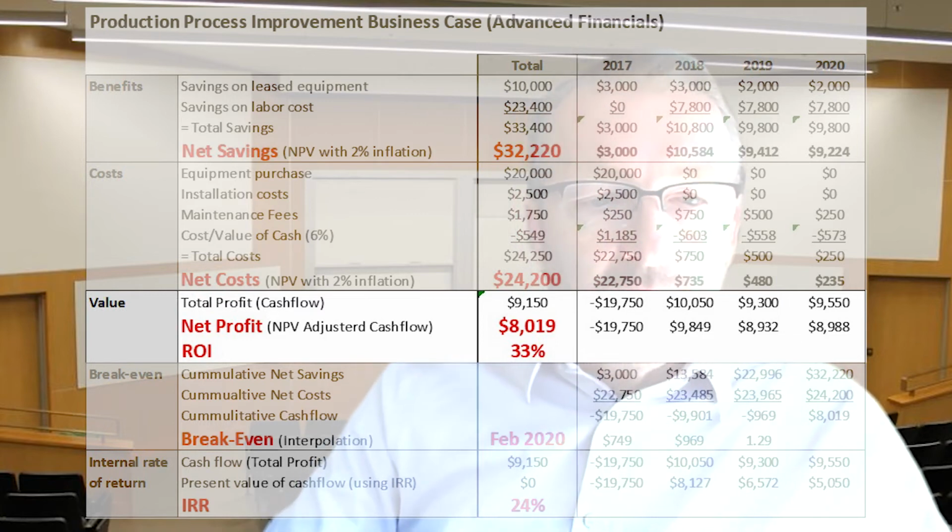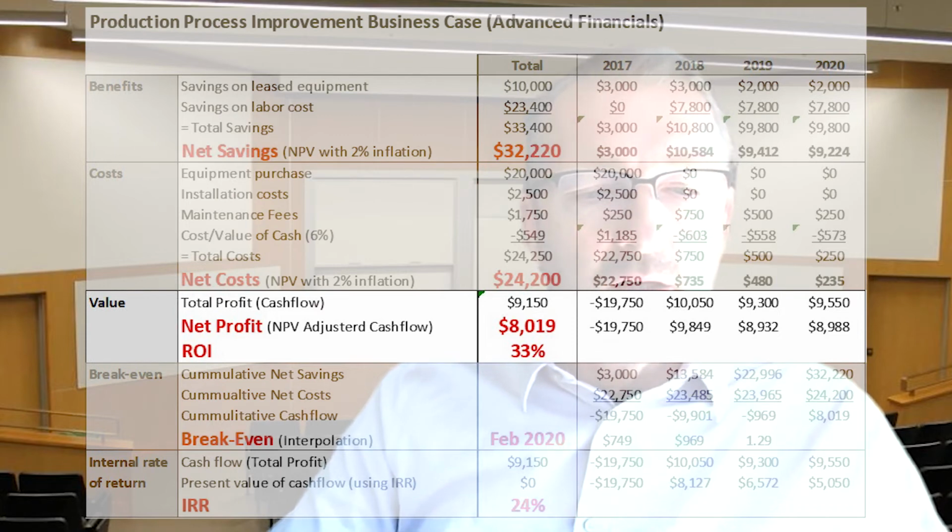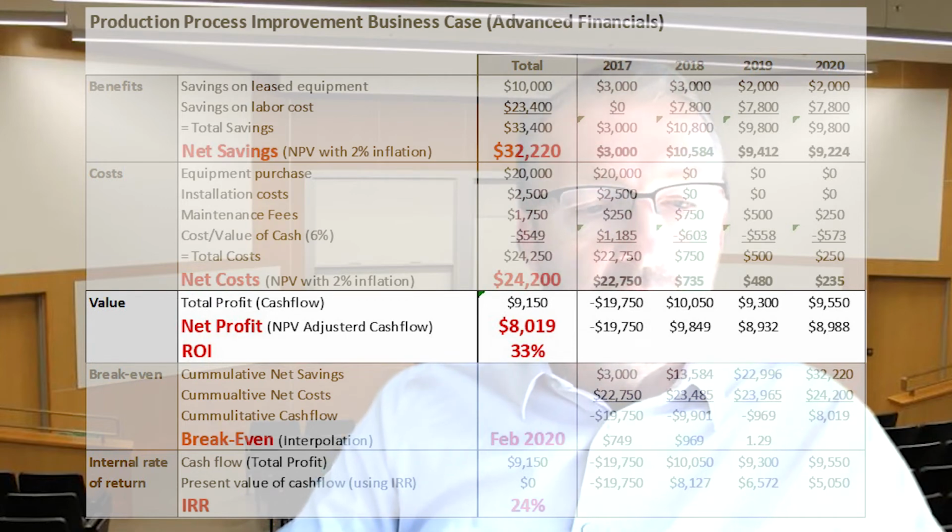Now, when we look at the cost of capital over the years, we could also do a net present value calculation of the total profit. In this case, the net profit becomes 8,019. And the simple ROI calculation is the net profit over the cost. That gives us a return on investment of 33% for this improvement.